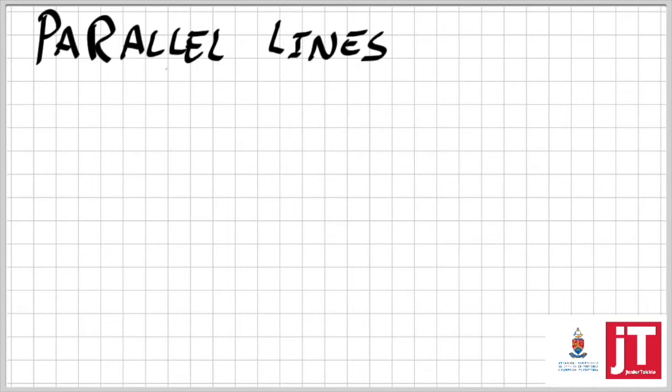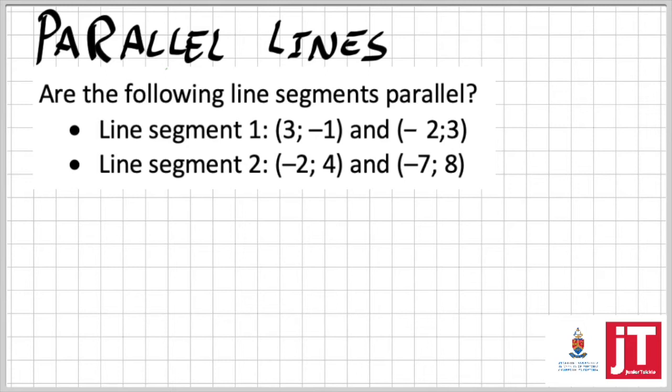Let's start with the first question. Are the following line segments parallel? Meaning they'll never cross. They can never meet, even if extended to infinity and beyond. How would I know that? Well, the way to know that is by proving that M1 is equal to M2. If it is, then the line segments are parallel. If not, the line segments are not parallel.